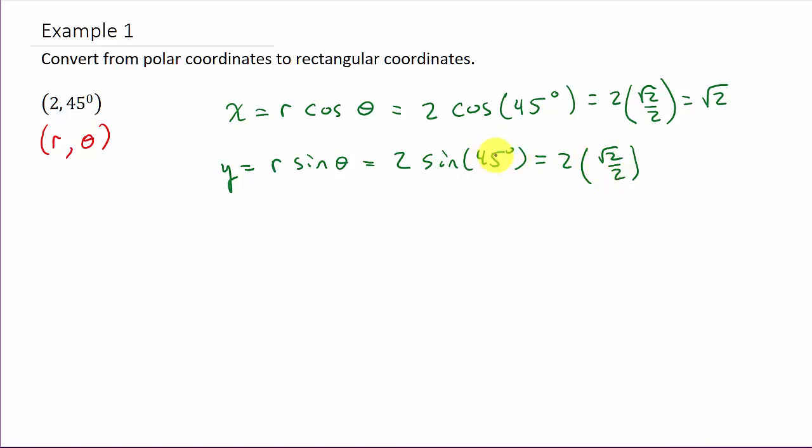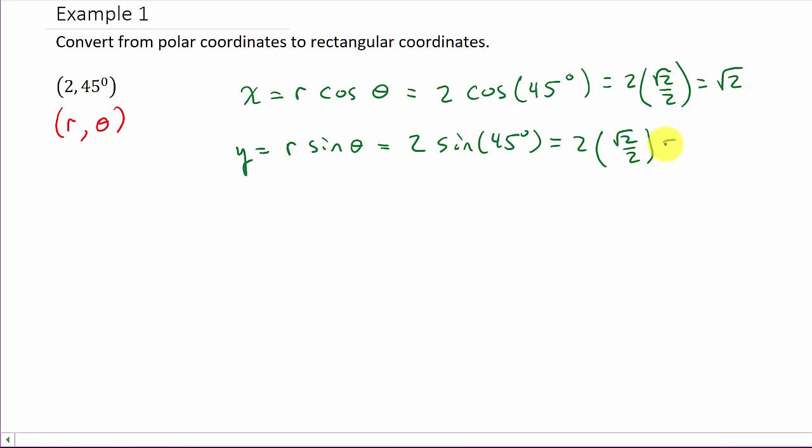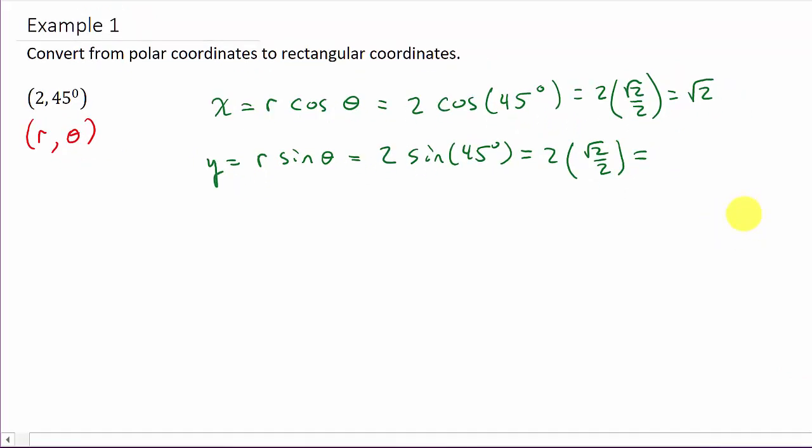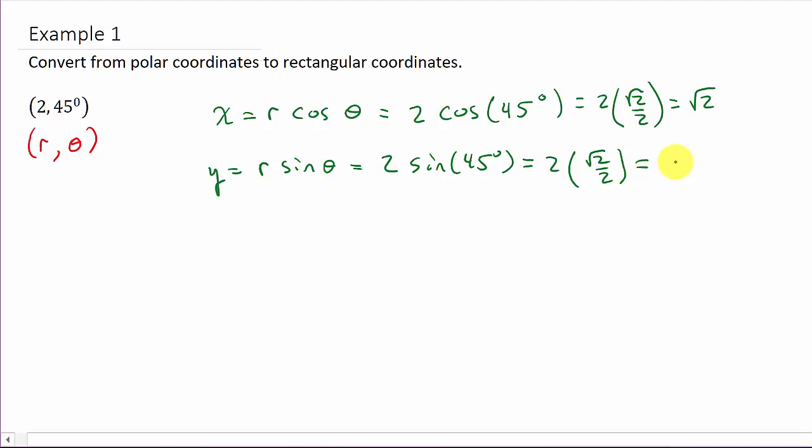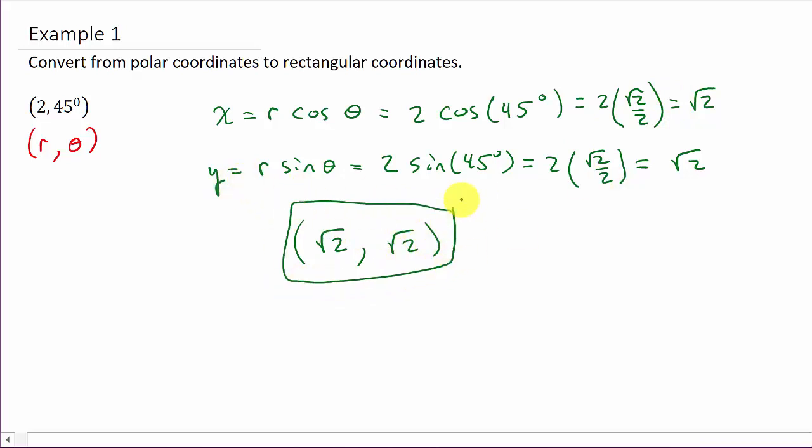Okay, and these are the special angles you should know. If not, your teacher may have told you to memorize the unit circle. You can look at that. Personally, I don't think you should use the unit circle. I think it's better to just know the special angles and have the ability to use reference angles. All right. So the 2 times square root of 2 over 2, that's going to leave us with square root of 2. And so our final answer is that our x coordinate is square root of 2, and our y coordinate is square root of 2. And so this would be your answer.